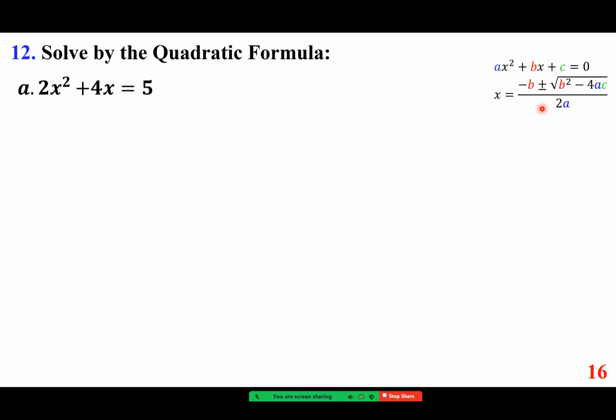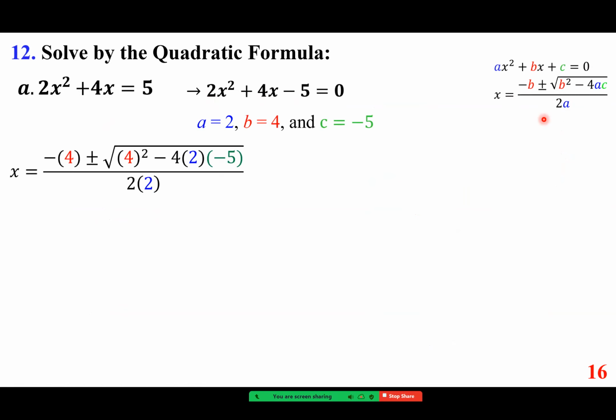We want to solve this by the quadratic formula. We bring everything to the same side first, and then we write down A is 2, B is 4, C is negative 5. We plug it into this: minus B plus minus the square root of B squared minus 4AC over 2A. So this is 6. This is 16. Minus minus plus 40 makes it 56.